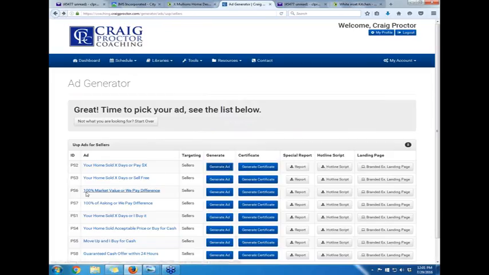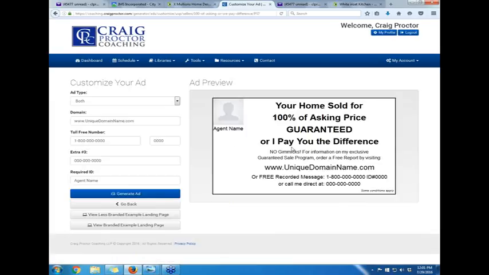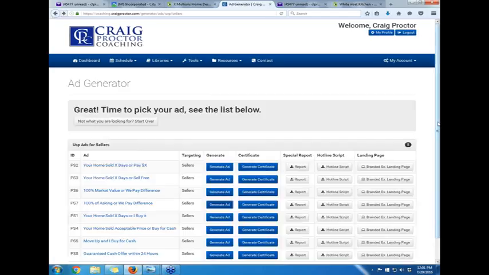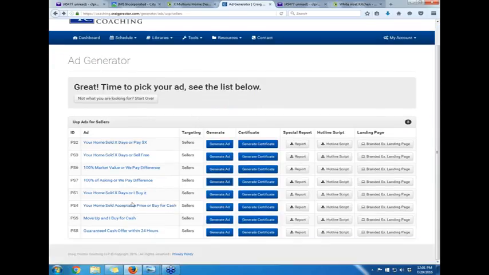Okay, or how about this one? 100% of your asking price will pay the difference. If you're in a real hot market, this would work. You don't have to change anything. Your home sold for 100% of your asking price, guaranteed, or I'll pay the difference. Okay, easy. And then we've got other guarantees.